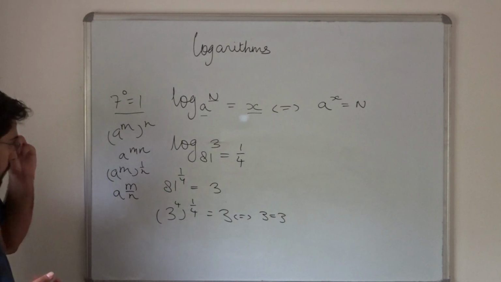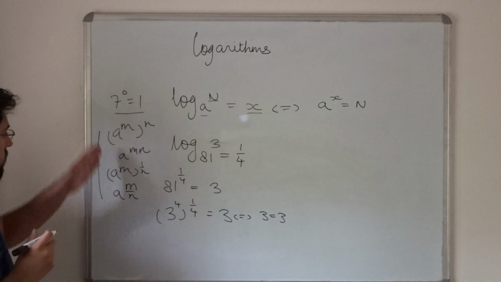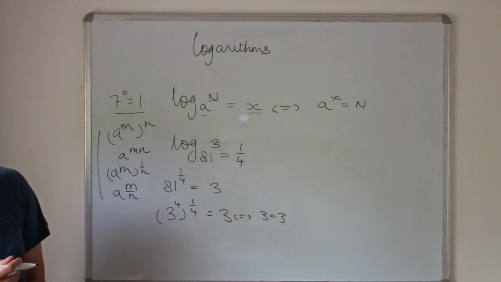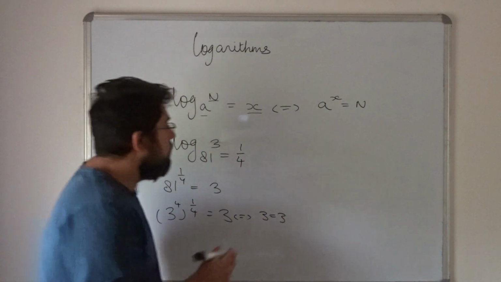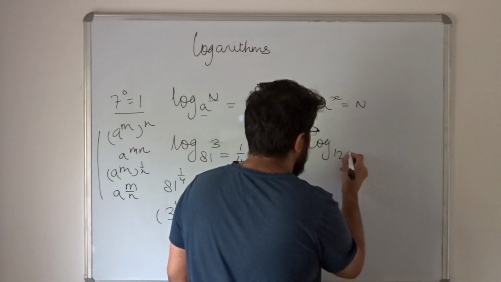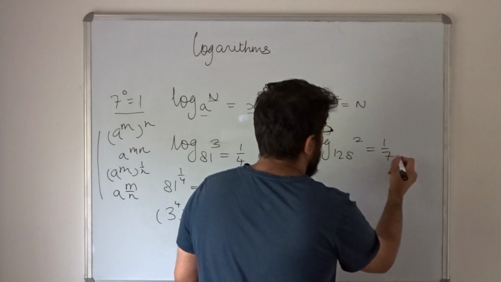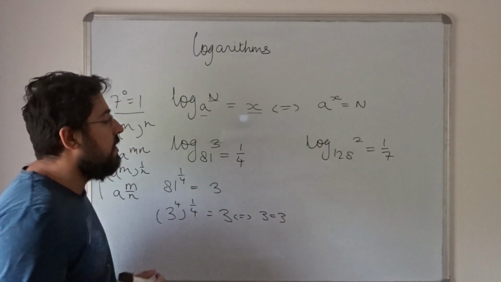So the next example I'm going to take, make sure you remember these rules as well. Okay? So it is log 128 to the power 2 equals 1 upon 7. Okay? So this is the next example.